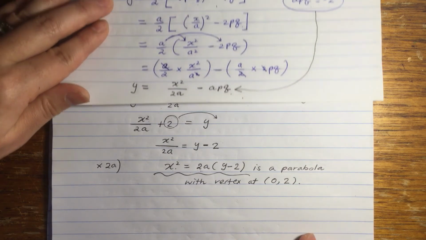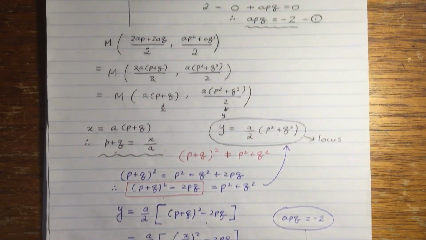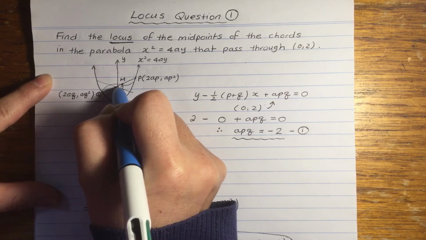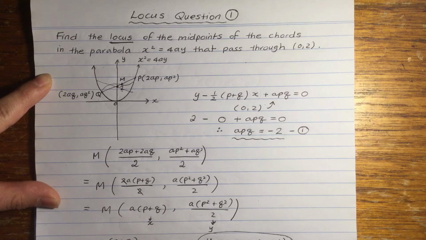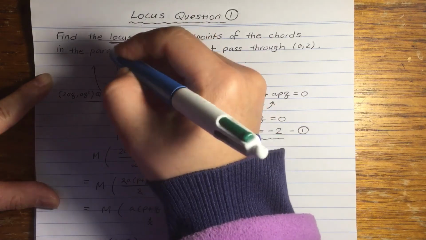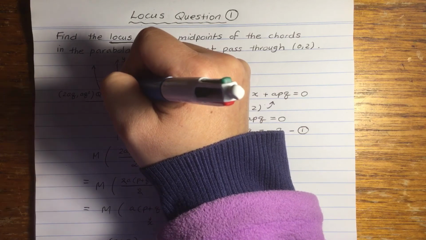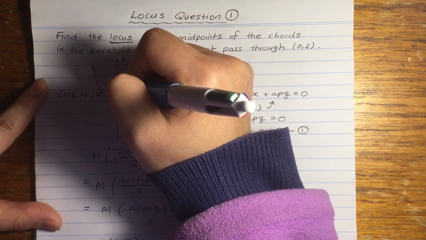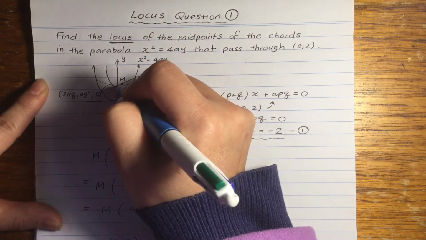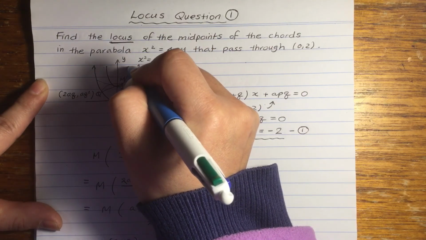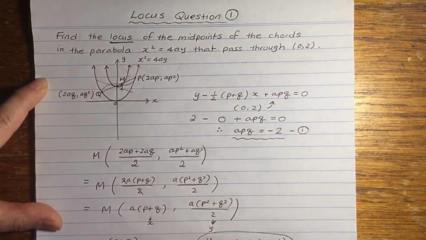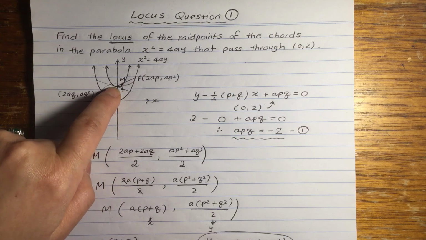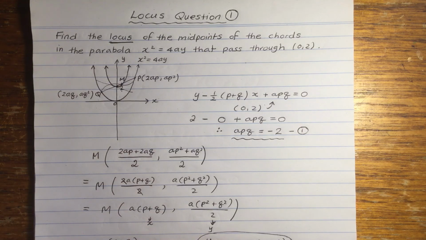So I'm going to go back to the diagram that I started with here. This is our vertex, (0, 2). Okay, so I'm going to draw a little parabola going through that, and then it has to go through the midpoint. So that's our locus there. That's our locus right there. The vertex is (0, 2) and it goes through the midpoint of the chord.